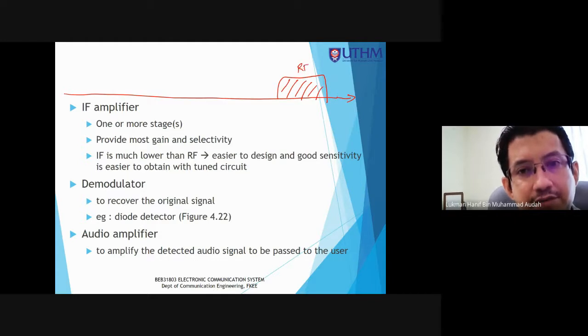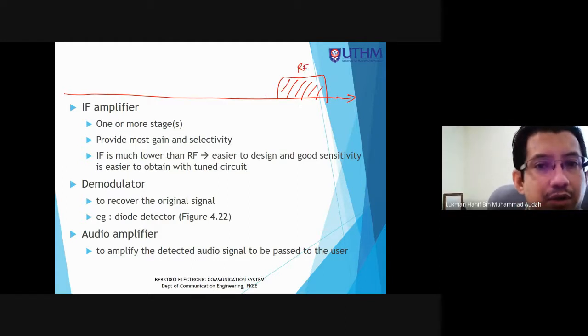This is RF. And we down convert into IF. Okay.